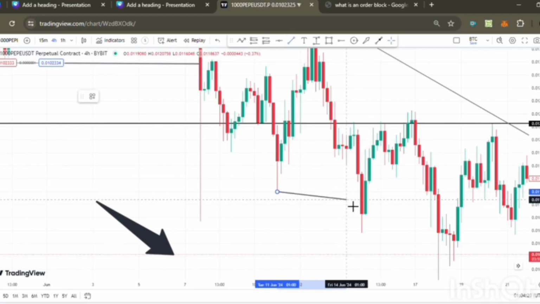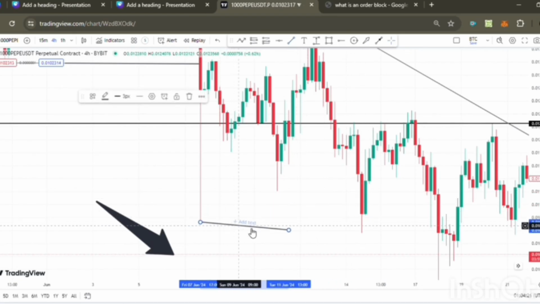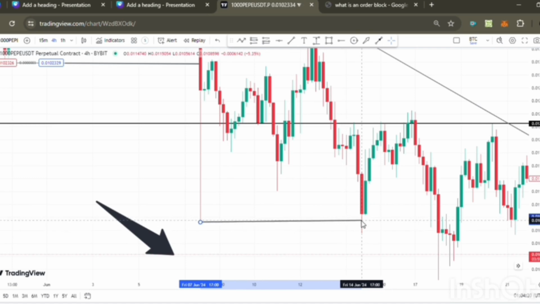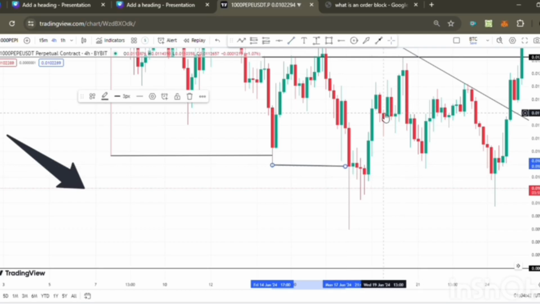The market continues breaking structure here. As you can see, it breaks another structure here, and another structure here. Remember what I said about the rules, that a high quality order block must lead to what? Break of structure or change of character.